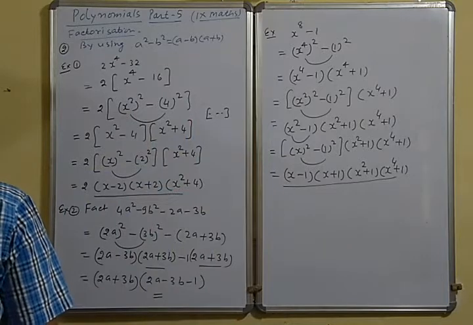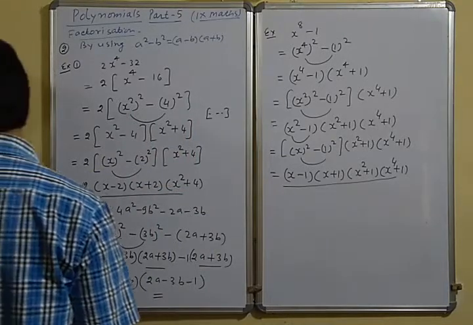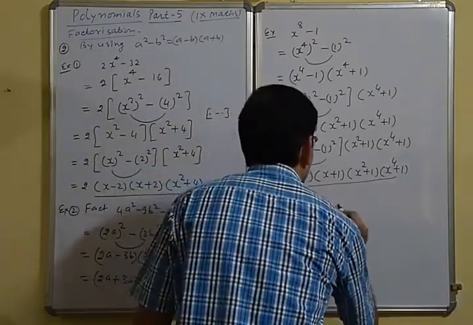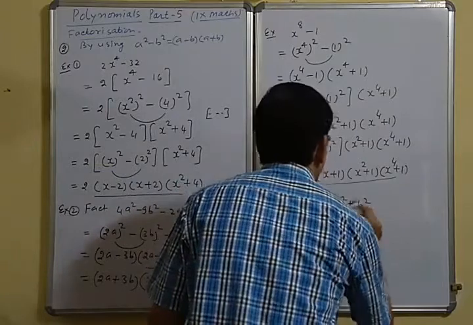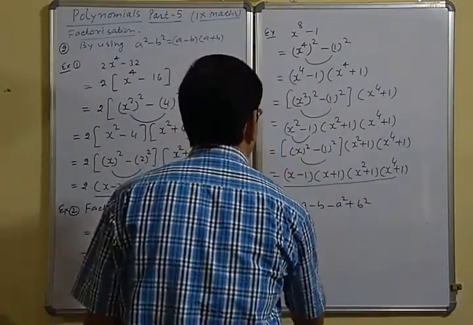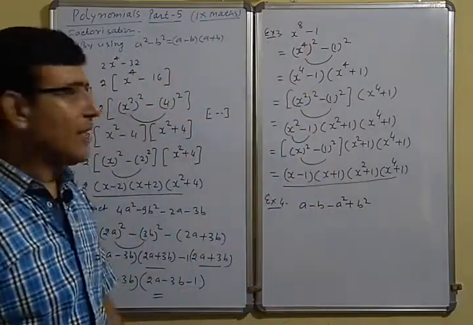That is a minus b minus a square plus b square. Now this is example number 4. Take this example. You have to factorize it.